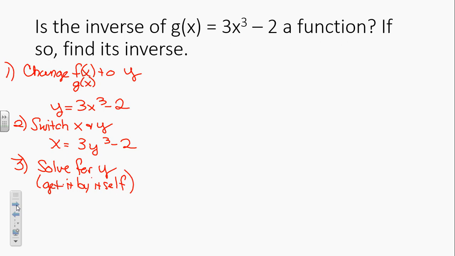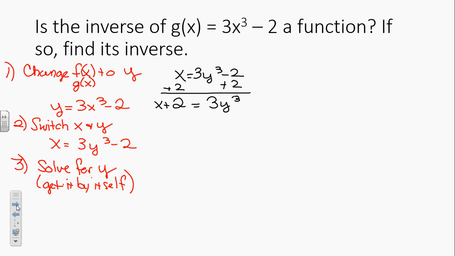Okay, so if I want to take x equals 3y cubed minus 2 and solve it for y, what's the first thing I have to do to start to get that y by itself? Bring the 2 over, okay? So I had x equals 3y cubed minus 2. I'm adding 2 to both sides. So x plus 2 is now equal to 3y cubed. That is looking better already.